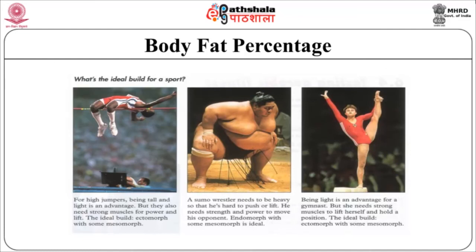A sumo wrestler needs to be heavy so that he is hard to push or be lifted. The main deciding factor is strength and power. Endomorphs with some mesomorphy are ideal for them. As for a gymnast, being light is an advantage. However, strong muscles are needed for lifting oneself and to hold a position. The ideal body build consists of ectomorphy with some mesomorphy.